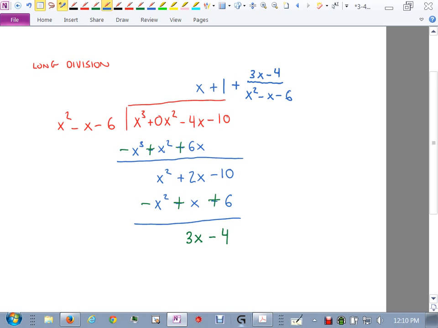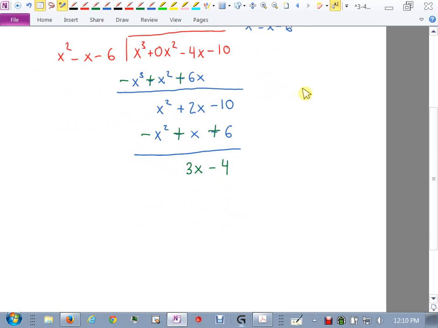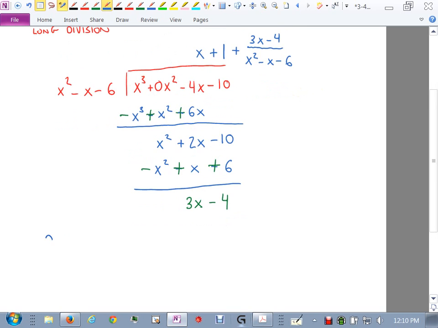And that's my new integral, right? That's going to be my new integral. And I'm supposed to be happy about that. So I'm going to try and integrate now x plus 1 plus 3x minus 4 over x squared minus x minus 6 dx.